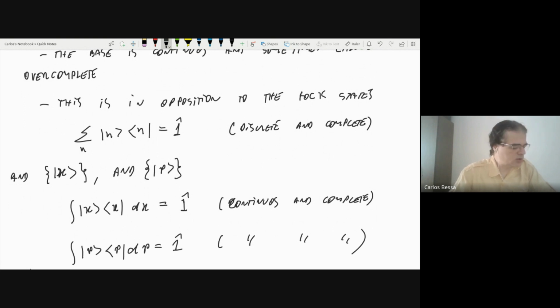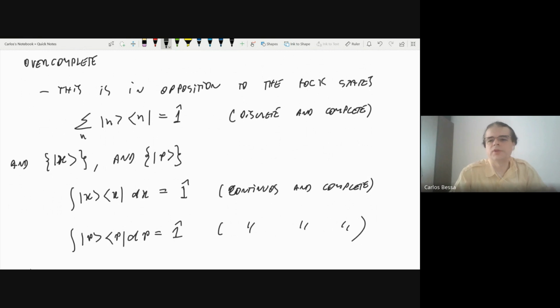Okay, in the case of the coherent states, it has this property that is sometimes called overcomplete, because it's proportional. If you want to use this relation, you need to divide by pi. So okay.